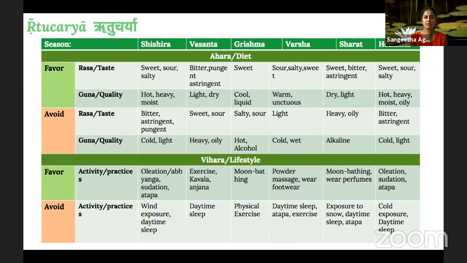Stay away from overly salty and sour food. Also, the thing to note here is that this is not to say that the tastes listed under avoid mean that you should completely avoid them. Obviously, you should have some salt in your food. But what this is saying is that you should have less of it and more of the taste that is listed on the top under the favor section. So you should include more sweets and less salty and sour foods during summer.